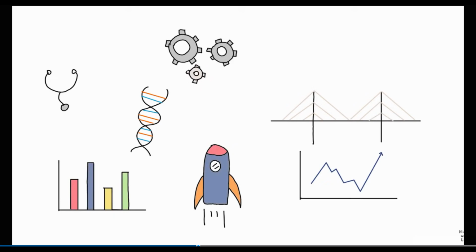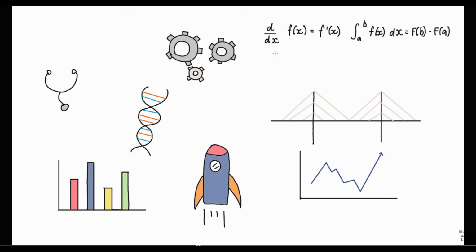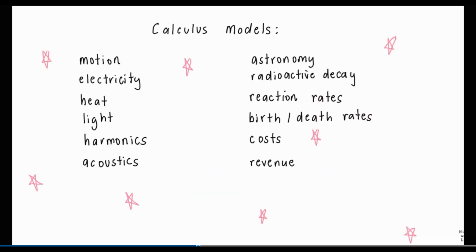If a quantity or a system is changing, we can use the mathematical modelling of calculus to analyse the system, find an optimal solution, and predict the future. Motion, electricity, heat and light, harmonics and acoustics, astronomy, radioactive decay, reaction rates, birth and death rates, costs and revenue, all of these can be modelled beautifully using calculus.